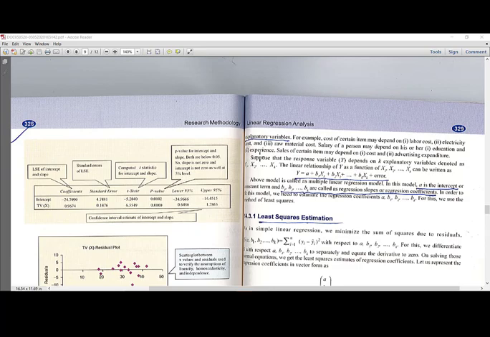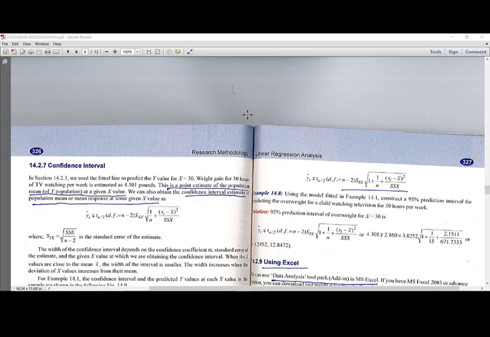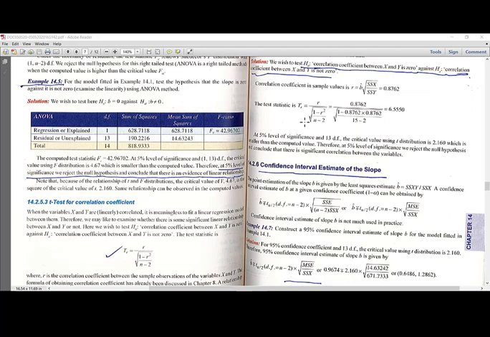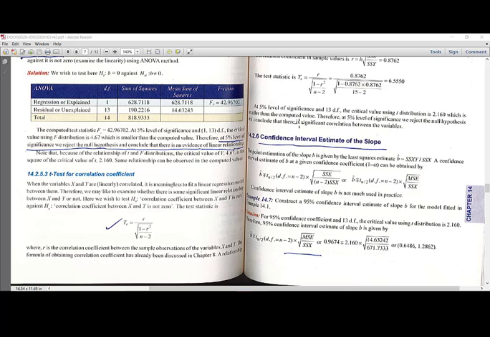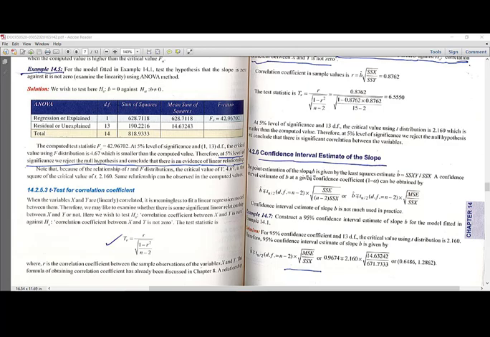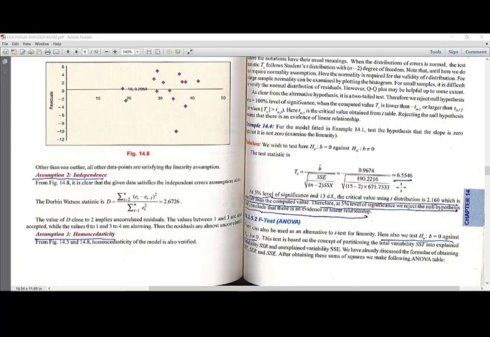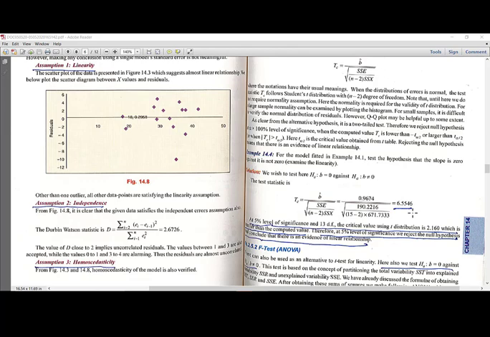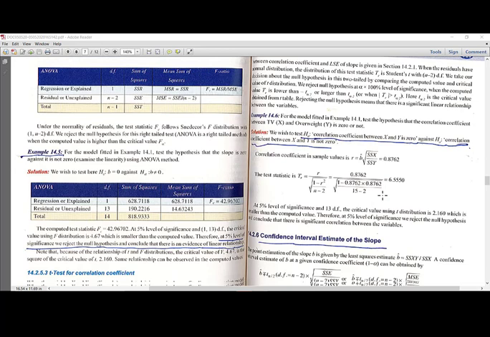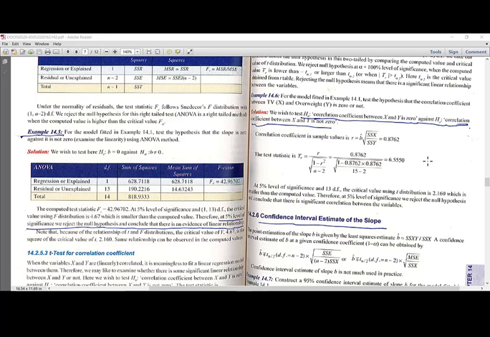I will show you in one of the previous pages. Yes, here. This is 6.5550. And this is coming to our t-test for the slope. For the t-test for the slope, the test statistic value is 6.5546. And this value is also for the correlation coefficient. The 6.5550 is the test statistic for the correlation coefficient.